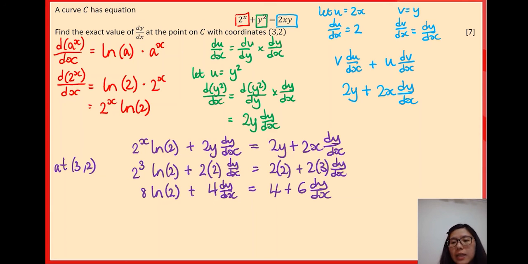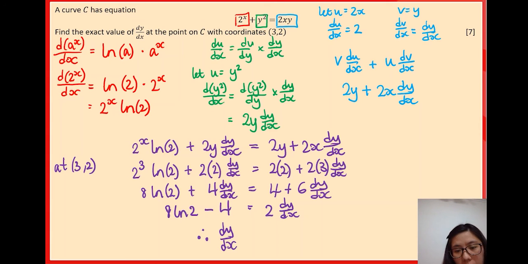Because it's looking for the exact value of dy by dx, I want to isolate that, so I'm going to take all my dy by dx terms onto the right hand side and everything else onto the left hand side. I should end up with 8 natural log 2 minus 4 is equal to 2 dy by dx. Because I want just dy by dx, I'm going to divide everything by 2. So overall I end up with dy by dx is equal to 4 natural log 2 minus 2. And that should be the exact value of dy by dx at the point (3, 2).